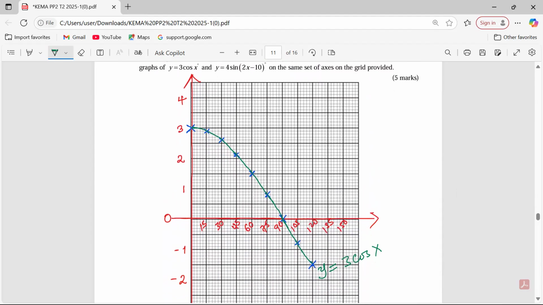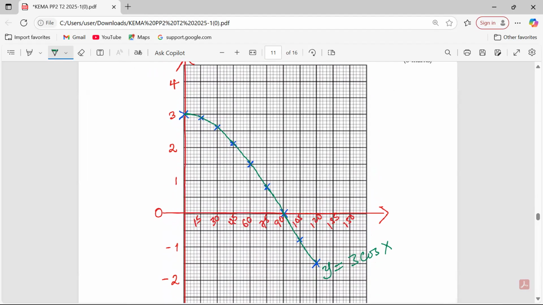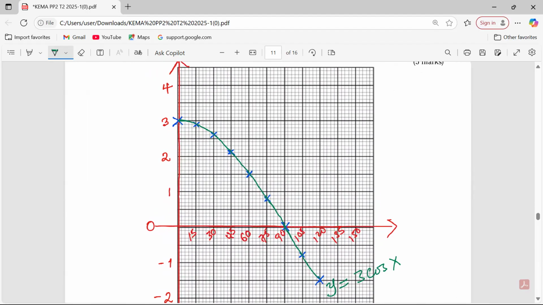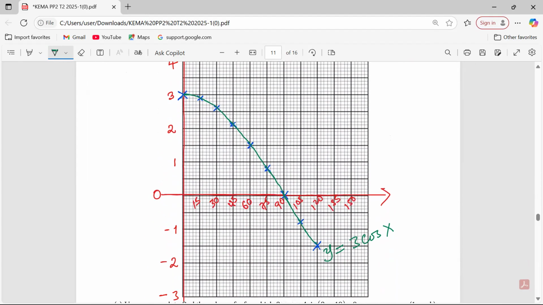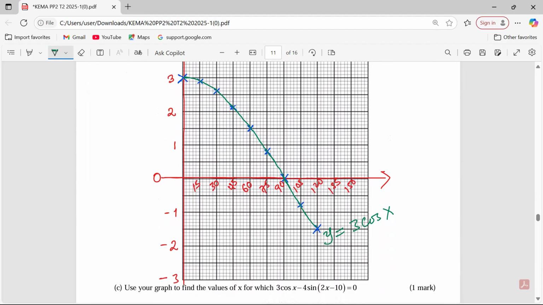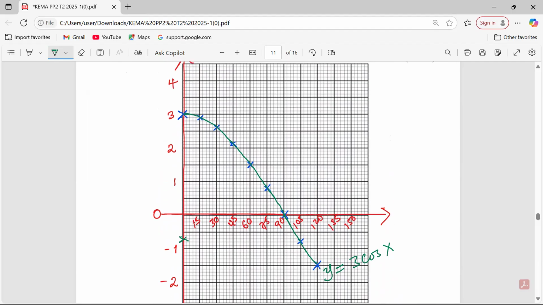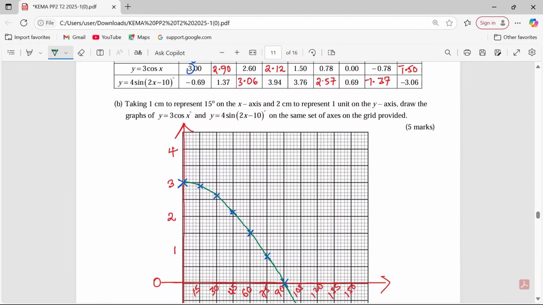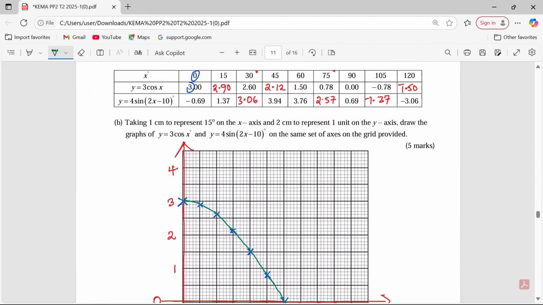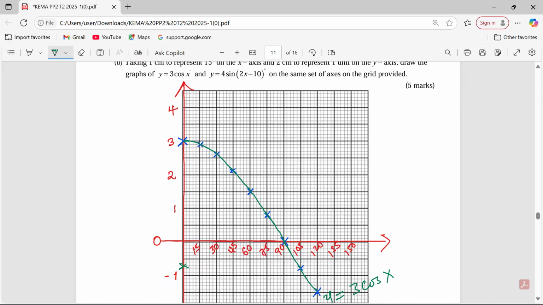Now we go to the second curve. Let me plot using a green. The second curve, we're going to start with 0 and negative 0.7. So negative 0.7 shall be here, that way. Then 15 should go with 1.4. So 1.4, just before 1.5, we go to 1.4.